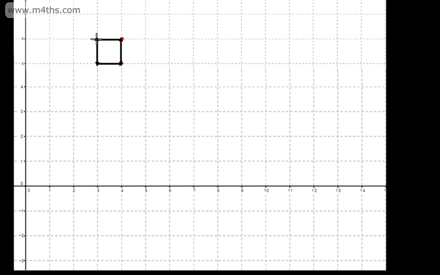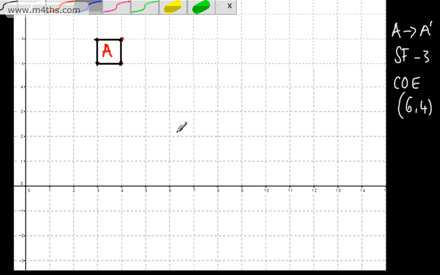Again, I'm going to choose the transformations. You will be given them in the exams. So let's call this A. What I'm going to do is map A to A dash. So this again is an enlargement, A to A dash. So A to A dash enlargement, we're going to have a scale factor, and let's try -3, and let's choose the center of enlargement, and we'll give it the coordinates 6, 4. So let's do that. Let's see where 6, 4 is. So 6, 4 looks to be just there.